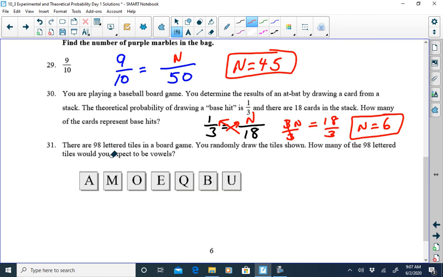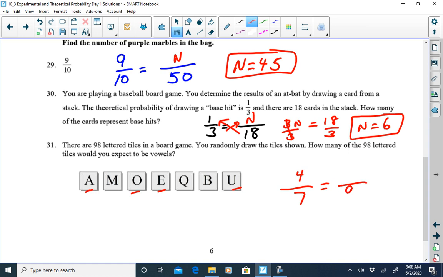Question 31. There are 98 letter tiles in a board game. You randomly select or draw tiles that are shown. How many of the 98 letter tiles would you expect to be vowels? Well, we drew 1, 2, 3, 4, 5, 6, 7 tiles. And out of the 7 tiles, how many were vowels? 1, 2, 3, 4. So we had 4 out of the 7 tiles were vowels.